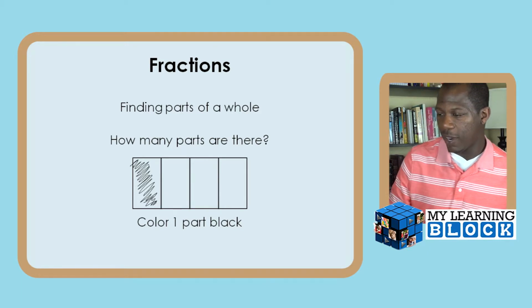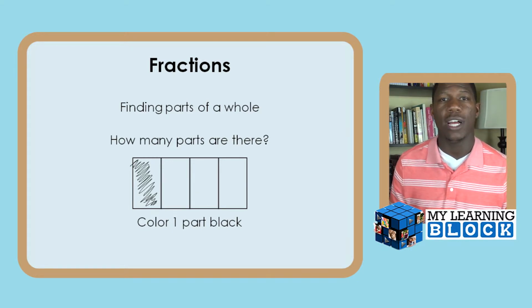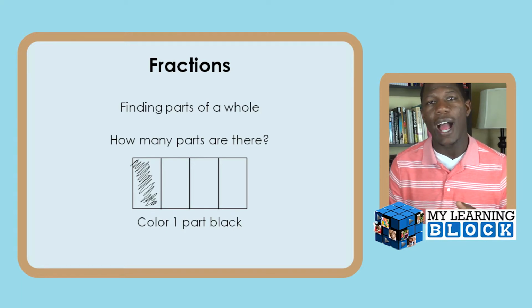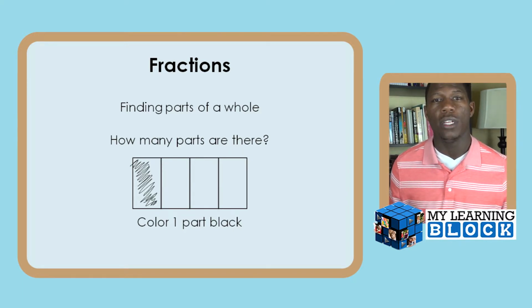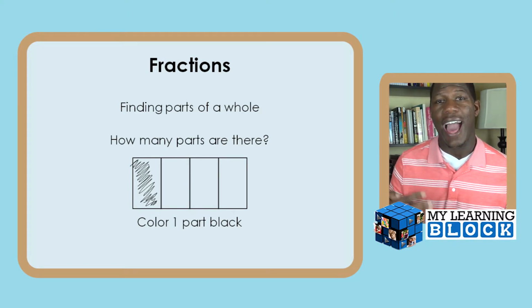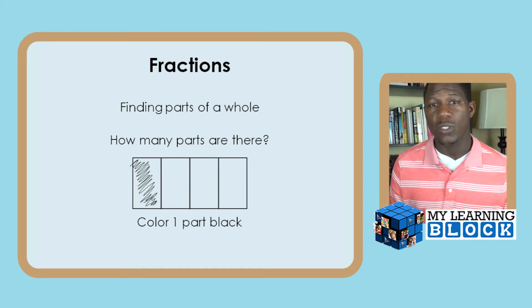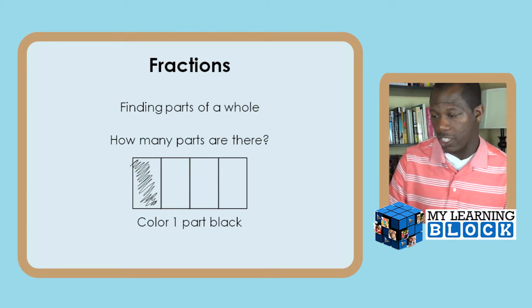But for here, I colored 1 part black. And that's what you want your child to recognize. Okay, I can color 1 part. So then you ask them, well, out of the 4 parts, how many is black? And they'll say 1. And then that's where you want to encourage some of the language. So 1 out of 4. So 1 of 4 parts are colored. And they'll say, yeah, 1 out of 4. And so now we're working on the verbiage towards fractions.